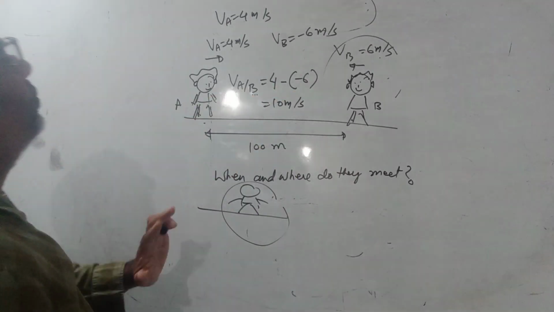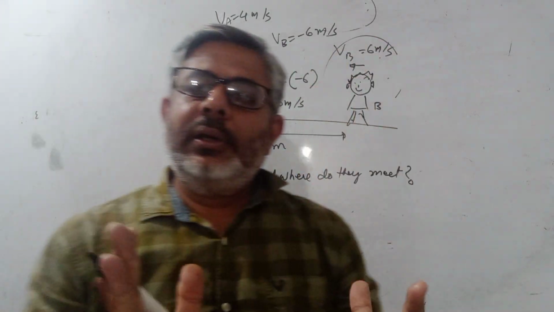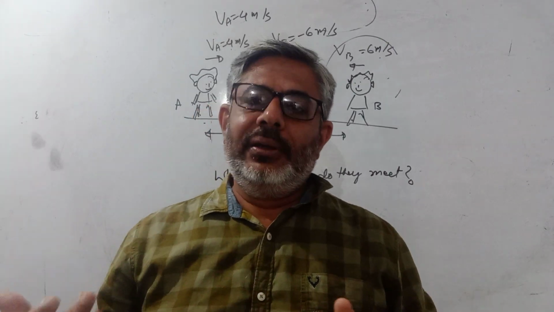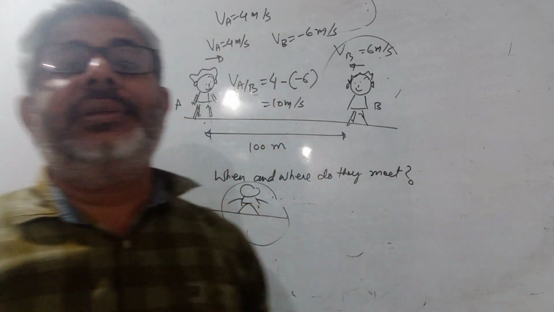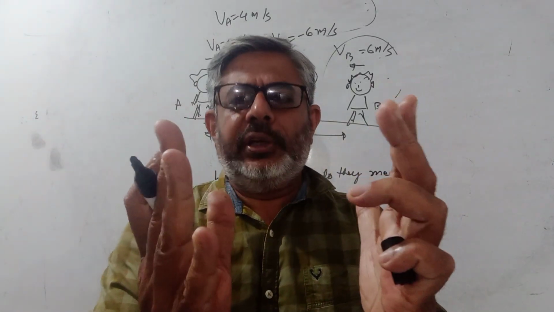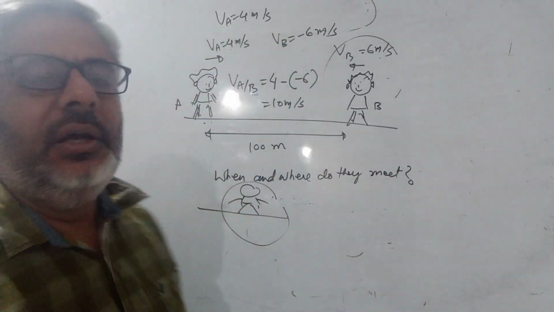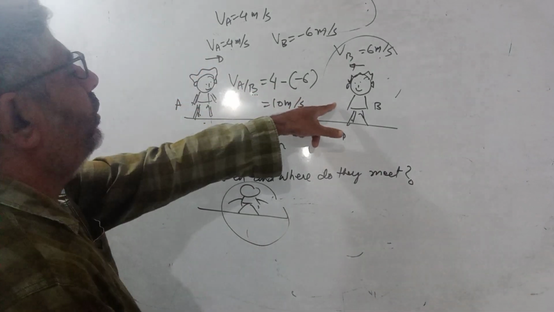Now this is common sense also. They are moving towards each other. So when you move towards each other, the relative speed is increased. When you are going away from each other, or if you are moving in the same direction, relative velocity is decreased. Two buses approaching each other, relative velocity is very high. So velocity of A with respect to him is 10.